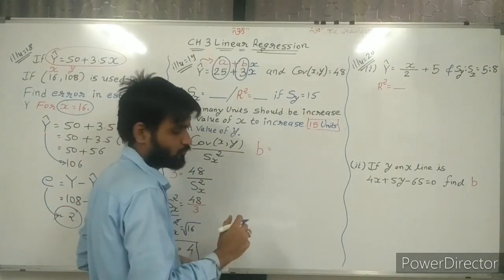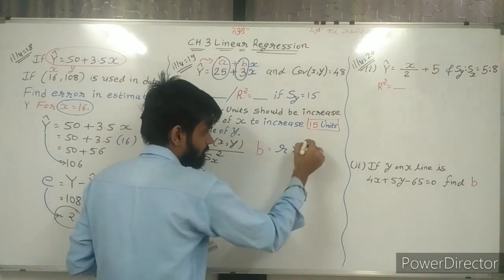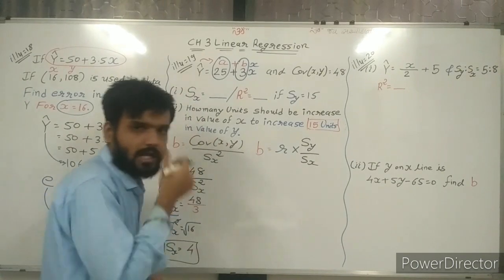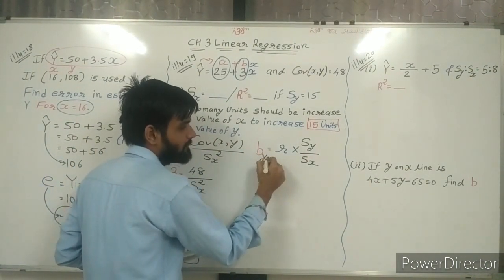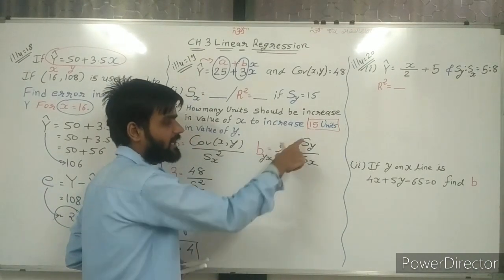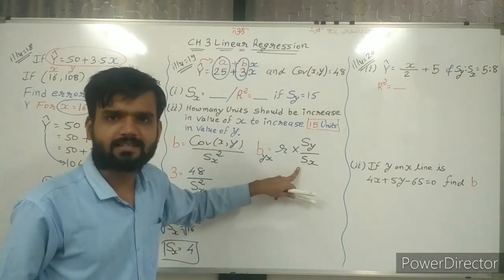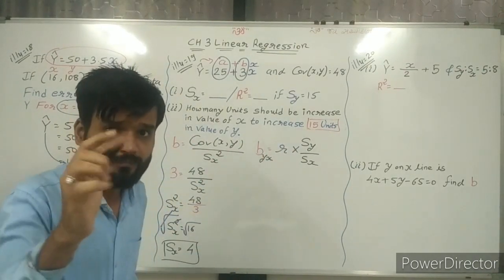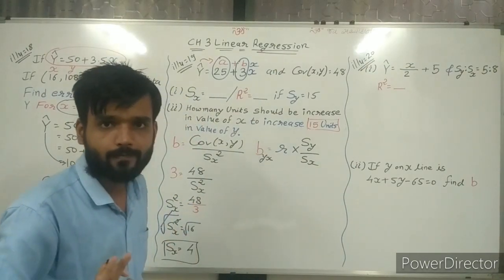So b is equal to r into Sy upon Sx. How can we say here what b is? b is Y depending on X. X is the base, so X is in the denominator and Y is in the numerator. Simple. So Sy upon Sx, multiplied with r. Here there is no square. Always remember, in this formula there is no square.